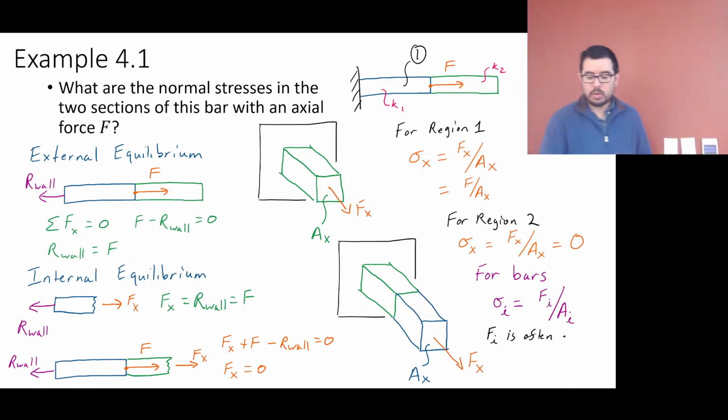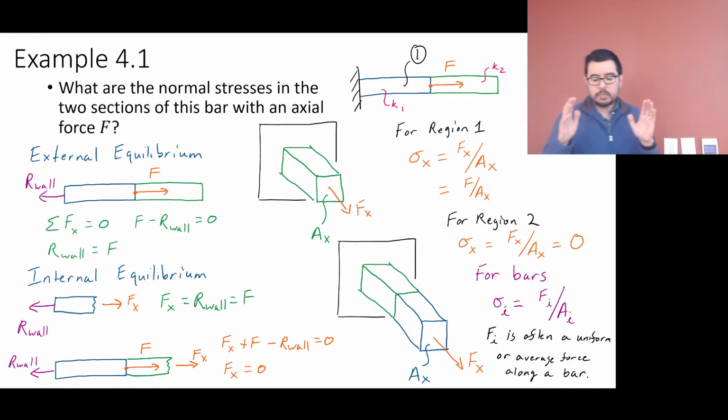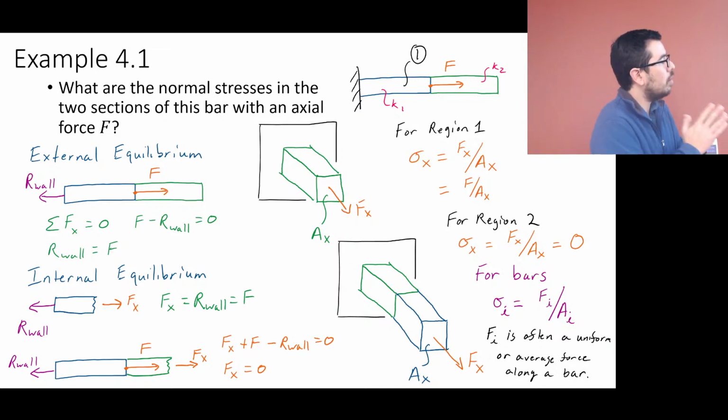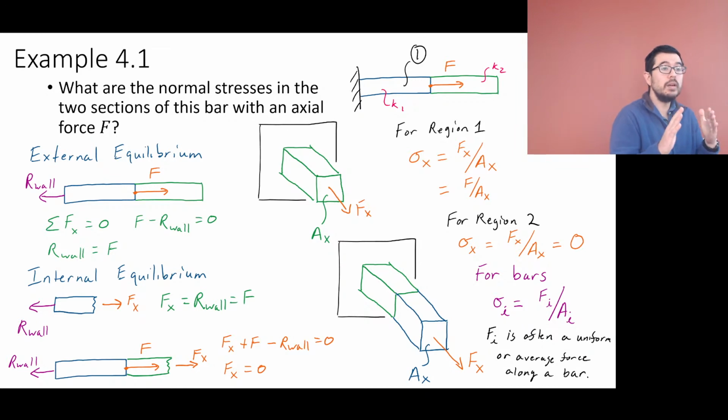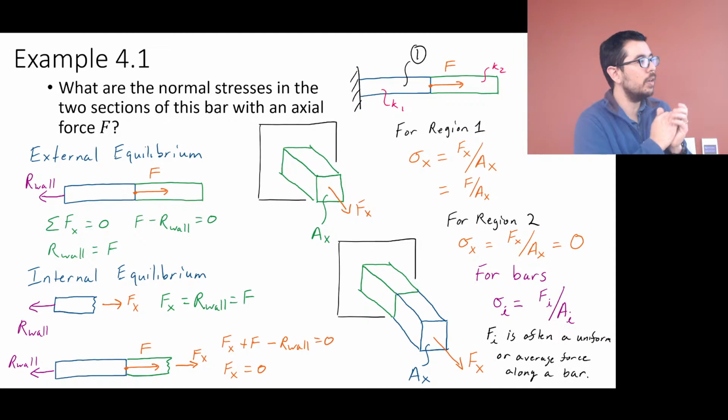The last little note that we're adding here is that this force is often uniform across the bar. Remember, we're talking about points on a surface. So this force is somehow being distributed uniformly, or we're taking an average when we're calculating this stuff out.